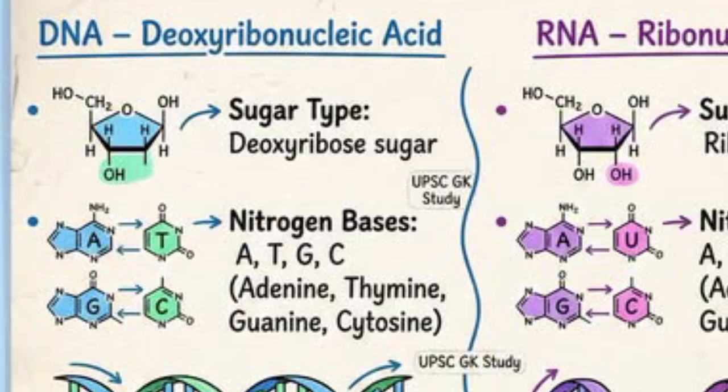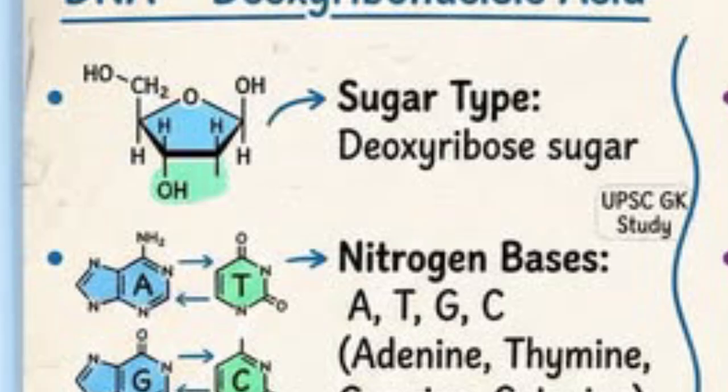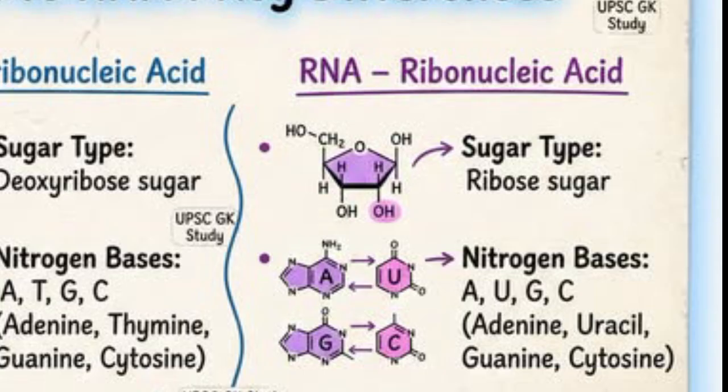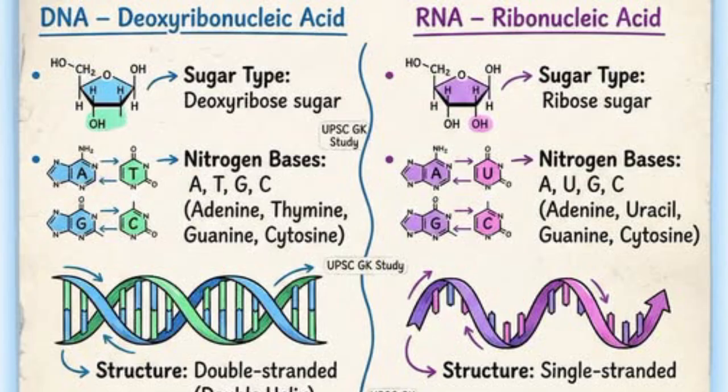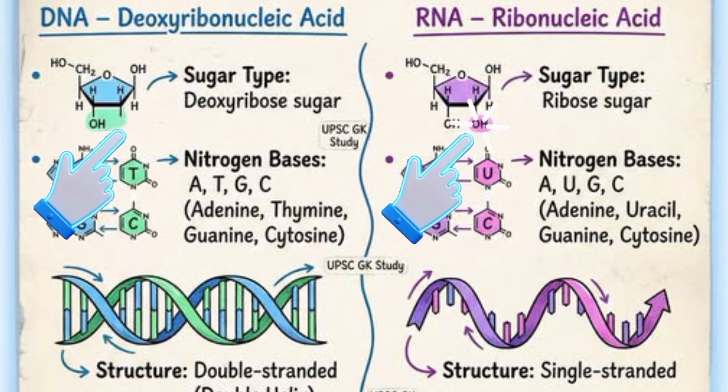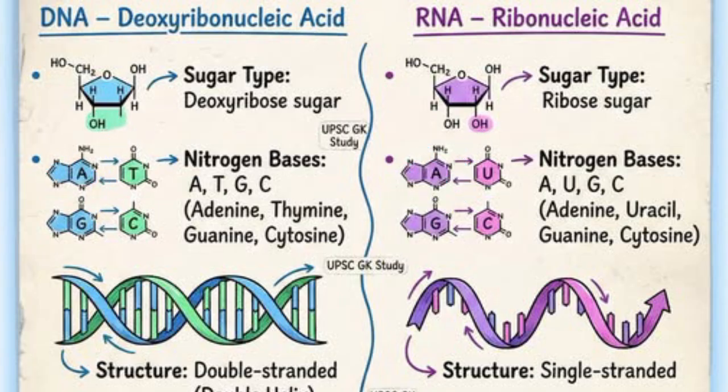Let's start with sugar. DNA contains deoxyribose sugar. RNA contains ribose sugar. Here the difference is in the 2' carbon of the sugar. Here you can see ribose has an OH group while deoxyribose has a hydrogen at this position. And that's exactly where the word deoxy, where de means removal and oxy means oxygen, comes from. DNA has one less oxygen at this position as compared to RNA. So remember this: DNA, deoxyribose; RNA, ribose.